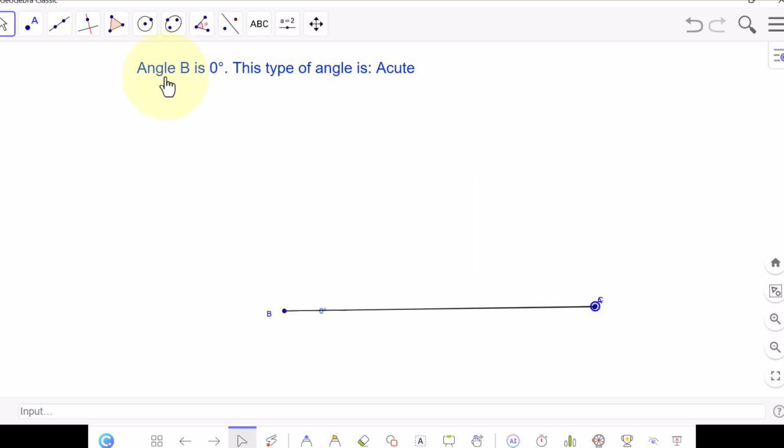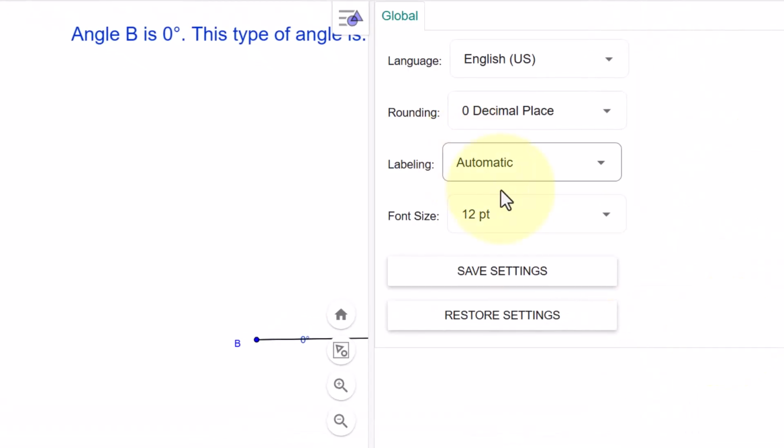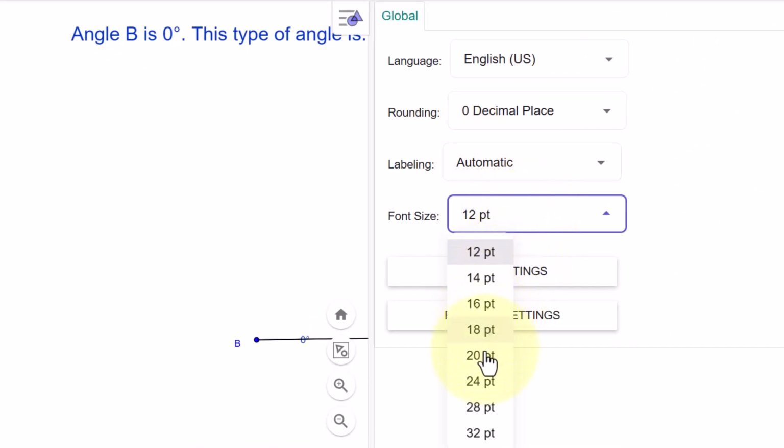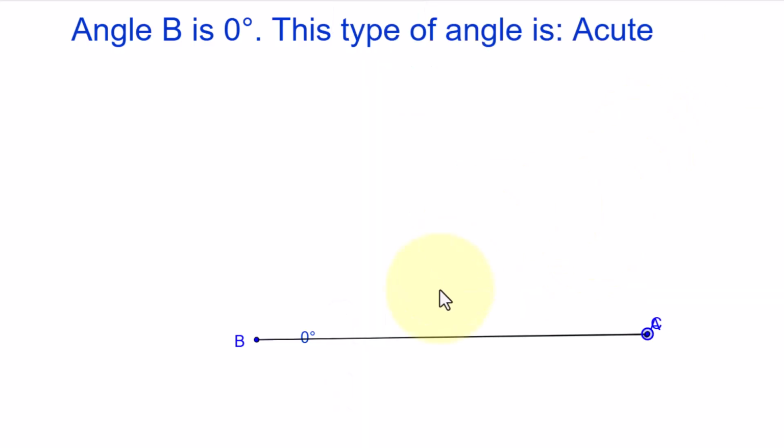You can see it says B is 0 degrees. This is B, the vertex. You can see the angle is showing 0. Let me see if I can make it bigger. I don't know if you can see it well. Let me increase the font size to 20. Okay, I think this is much better. You can see the 0 degrees here.